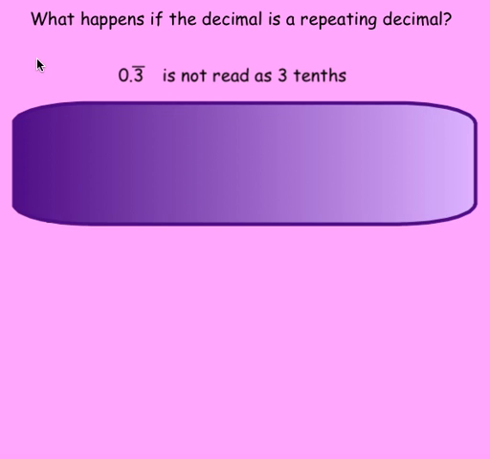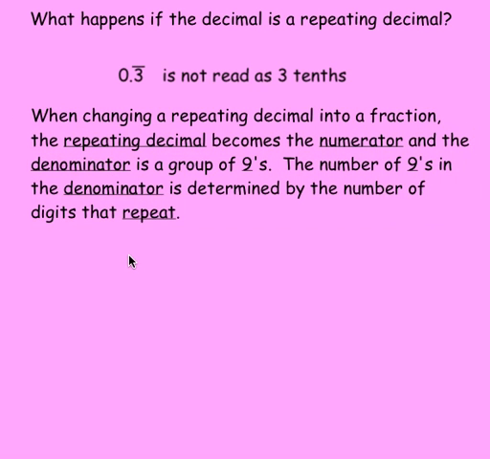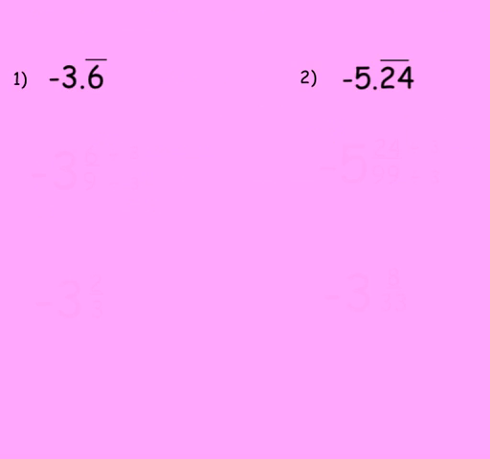Okay. What happens if the decimal is a repeating decimal? 0.3 repeating is not read as 3/10. When changing a repeating decimal into a fraction, the repeating decimal becomes the numerator, and the denominator is a group of 9s. The number of 9s in the denominator is determined by the number of digits that repeat. Let's take a look at a few examples.